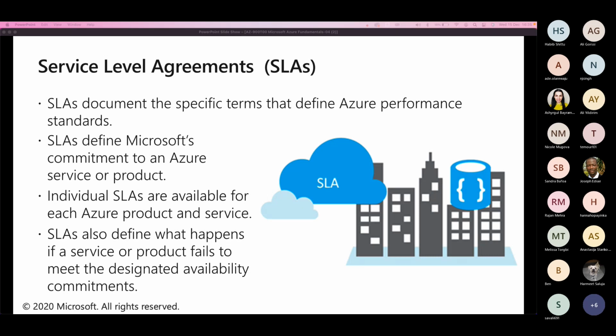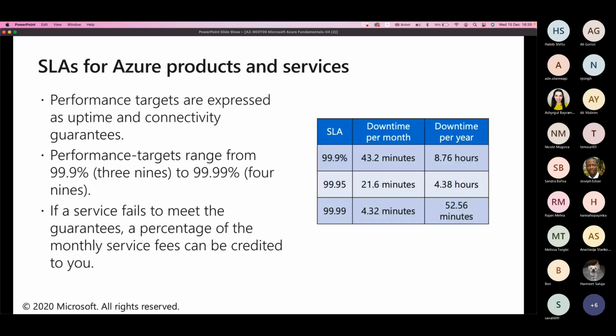Okay, so, SLAs for Azure's products and services. Now, performance targets are expressed as uptime and connectivity guarantees. So, to start with, as a general SLA setup, they guarantee to give you, let's say, for example, 99.9 activity and uptime. So this would give you up to 43 minutes, right?